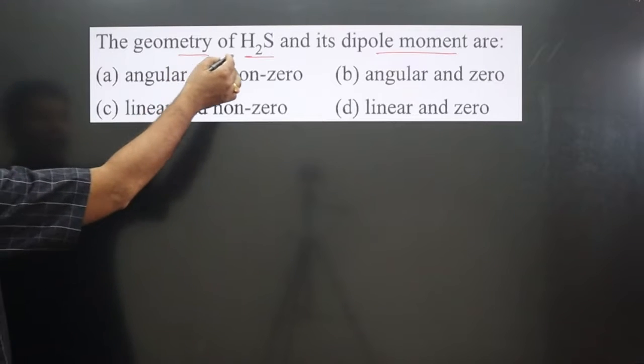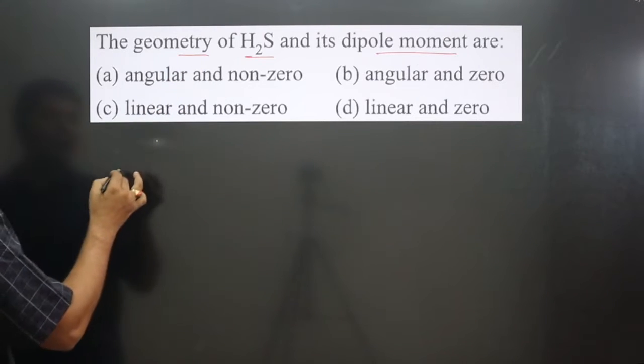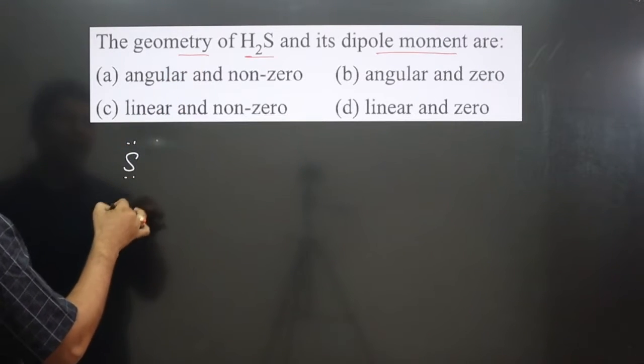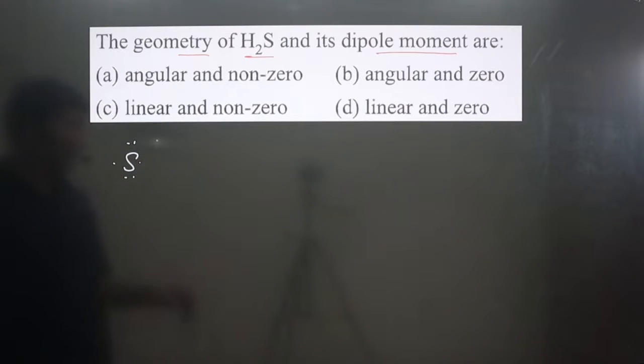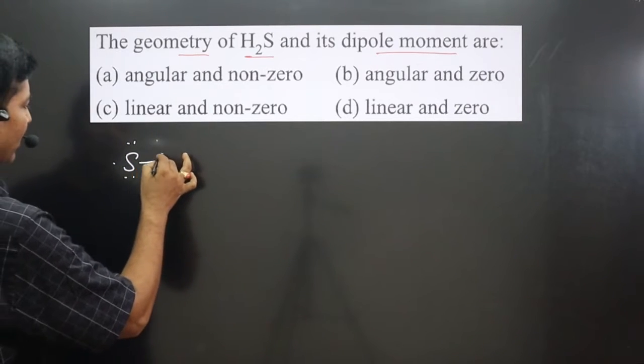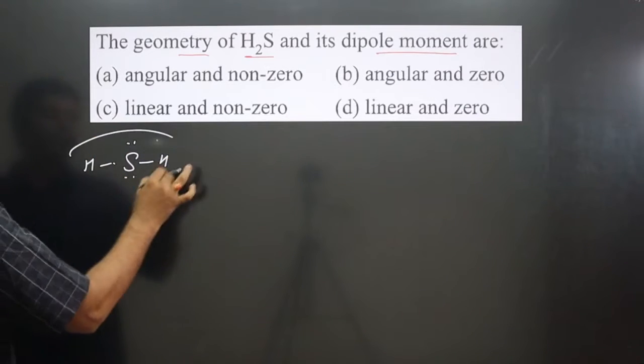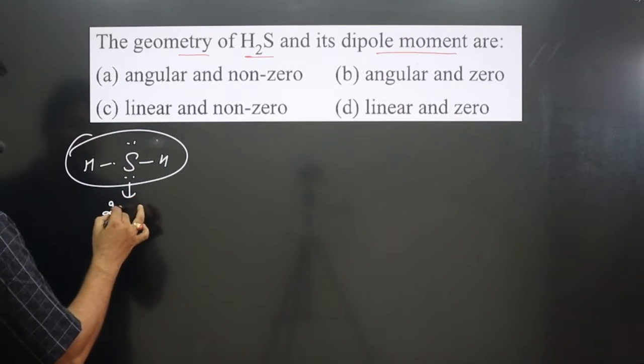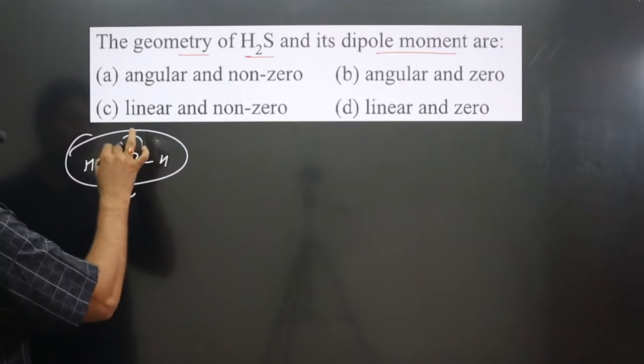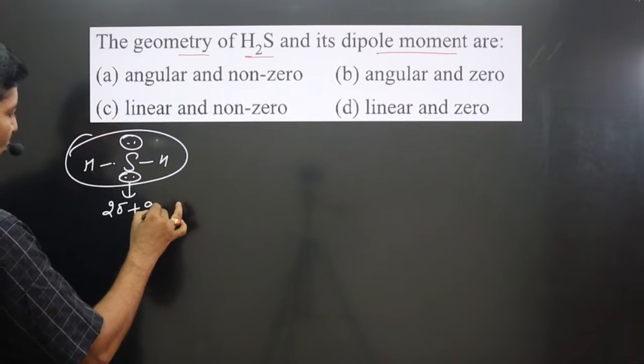In hydrogen sulfide, sulfur is having how many valence electrons? It is having 6 valence electrons. Each hydrogen can form only one bond. This is one hydrogen, this is one hydrogen. From here we come to know sulfur is forming 2 sigma bonds, and it is having how many lone pairs? 2 lone pairs are there.